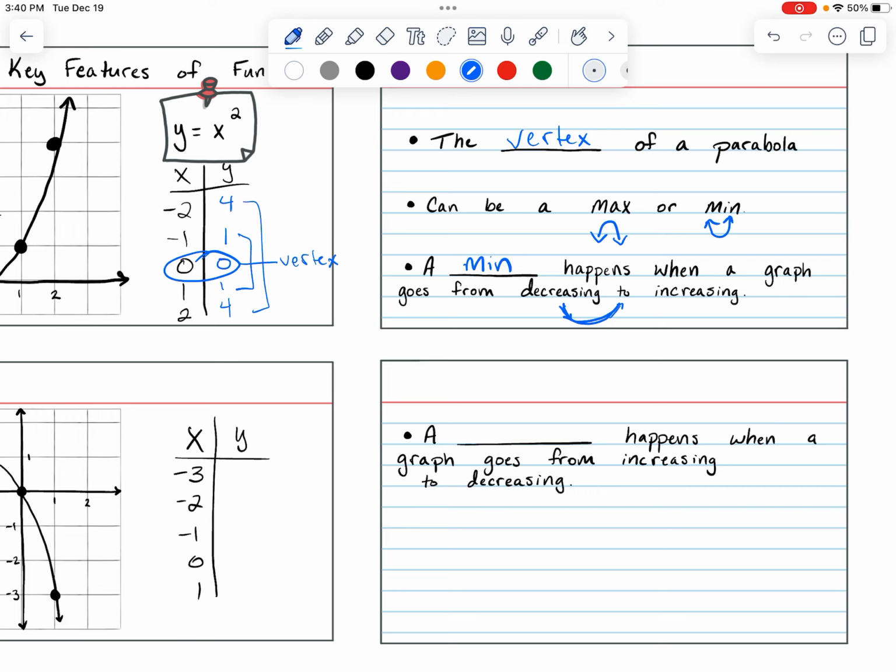Okay, so the opposite's true. A blank happens when a graph goes from increasing to decreasing. So increasing to decreasing, here we're going to have a mountain, and this is going to give us a max up here.